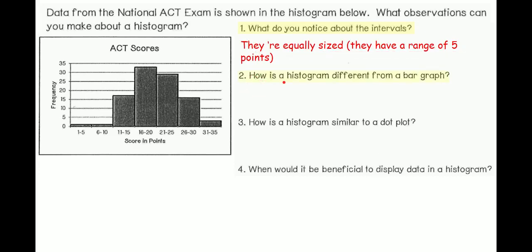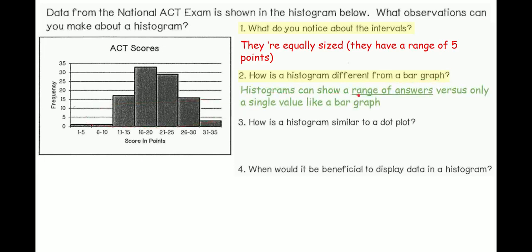So how is a histogram different from a bar graph? Well, histograms can show a range of answers versus a single value like a bar graph. So if this was a bar graph, you wouldn't have 1 through 5 and 6 through 10. You'd only have 1, 2, 3, 4, 5, 6, 7, 8, 9, 10. So you would not have ranges of data. Each of these numbers would have their own individual bar. So if the highest score is 35 and the lowest score is 1, you would have 35 bars.